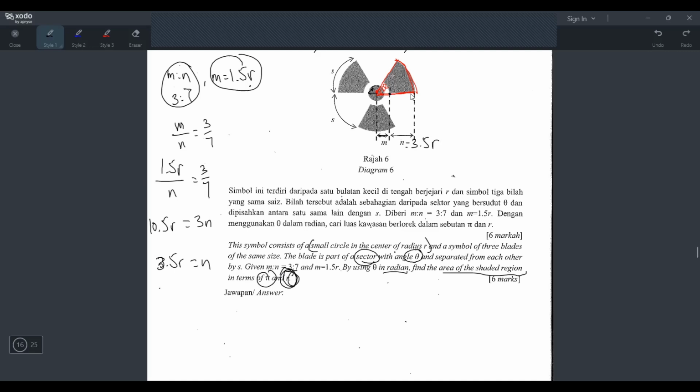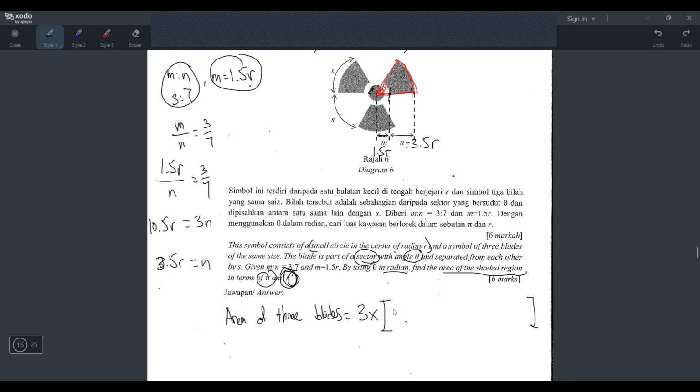Okay, and N is the distance from here to here, right? And my M is 1.5 R. So now we can actually find the area of the blade, right? We can find the area of the blade because the area of a blade is the area of the big sector minus the area of the small sector, right? So I can write here area of blade. Okay, let's just find the area of 3 blades. So the area of 3 blades will be 3 times, because we got 3, right? How to get the area of 1 blade? One blade will be area of sector minus area of sector.